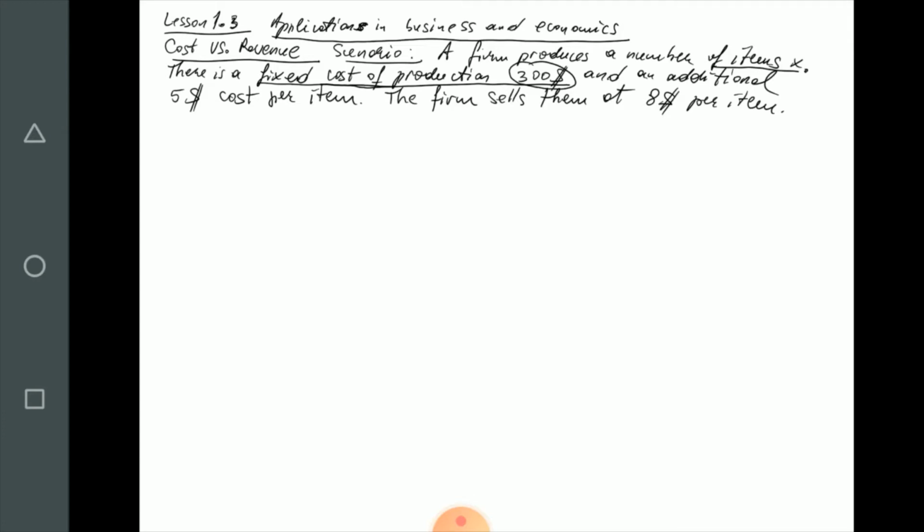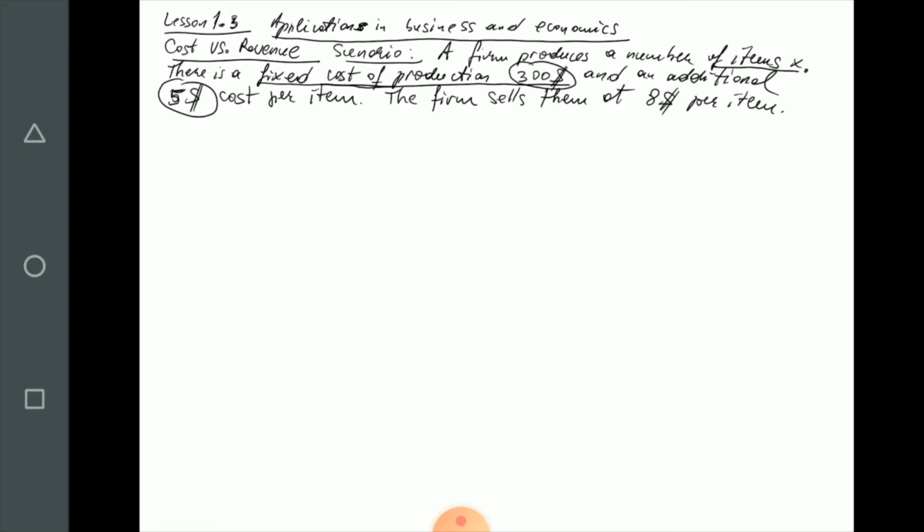Then, of course, each additional item will have a cost of production. And in this case, we assume that the cost is $5. Again, these are very simplistic models because the unit cost may not actually be the same. There's also the economy of scale. Often if a company produces lots of items, then the unit cost may actually be lower because of the efficiency, assembly lines, and so on and so forth. But for simplicity, let's say that the additional cost is always $5.